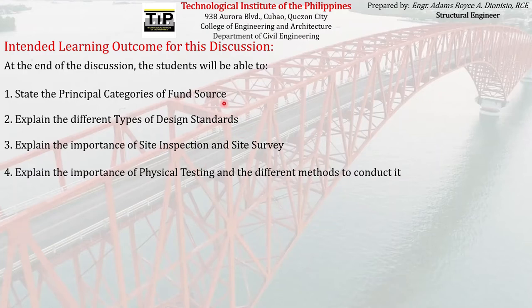We will familiarize ourselves with the principal categories of fund source, and then with the different types of design standards used in the design and planning of bridge structures. Let's also have a basic knowledge of the importance of site inspection and site survey before actually starting to design, plan, and construct a bridge. And lastly, let us also know the importance of physical testing and the different methods to conduct it. So these are our goals for this discussion.